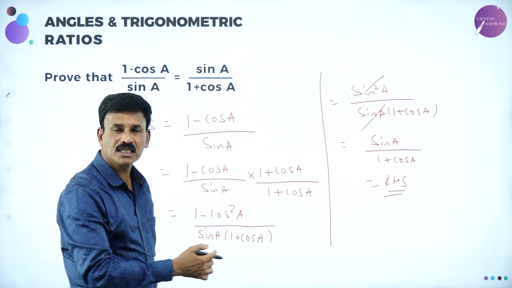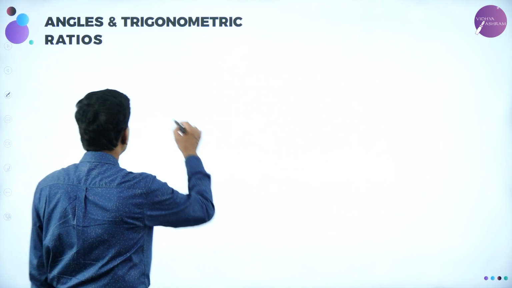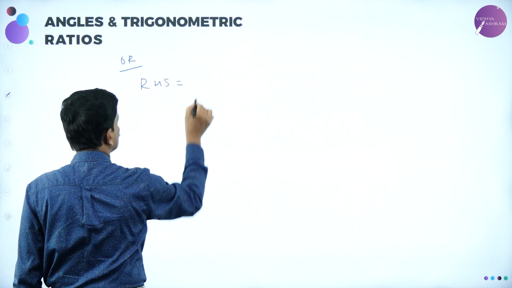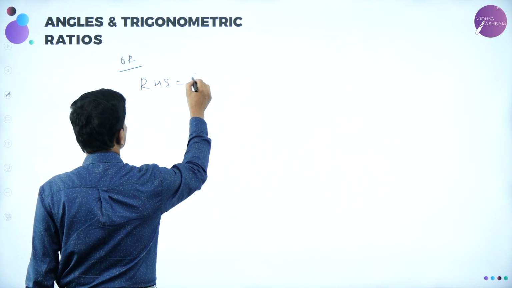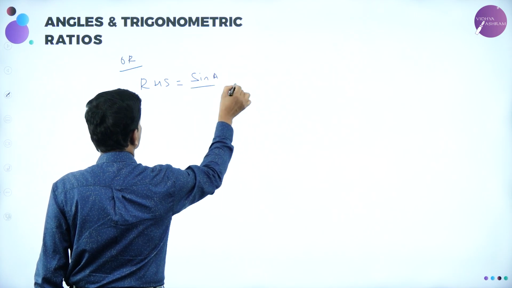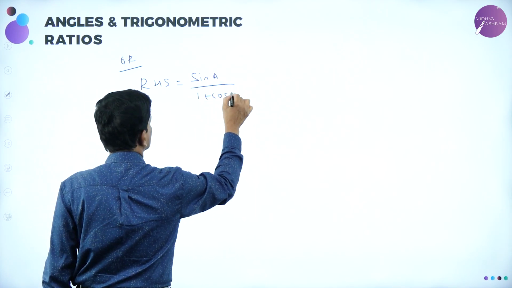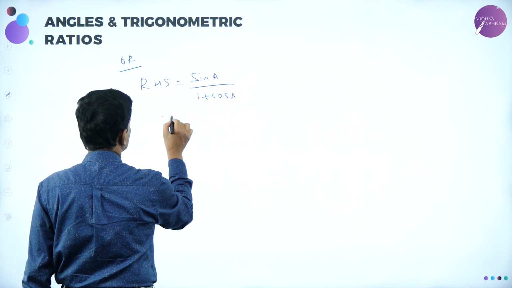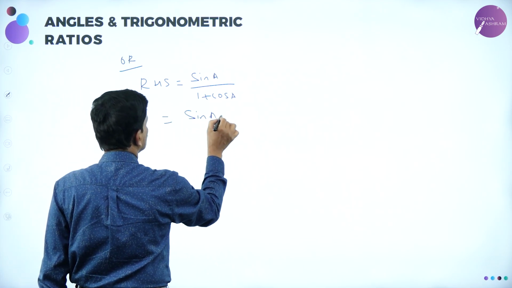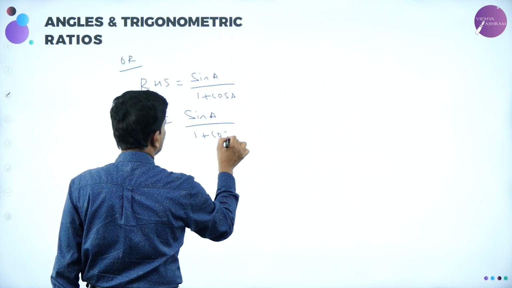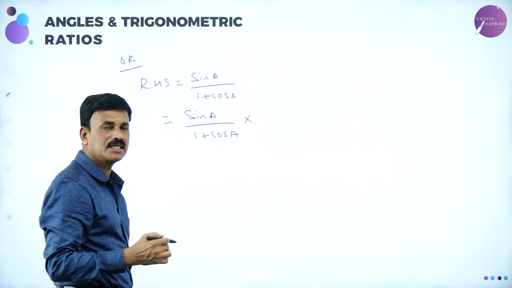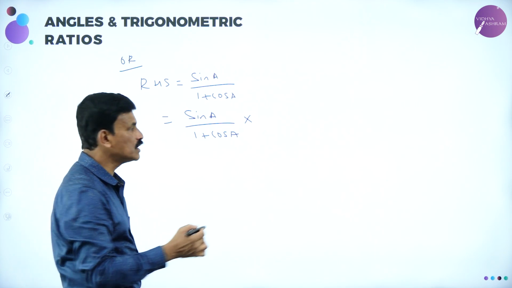So if you want, you can consider the RHS. Second method, RHS. Let us take RHS. What is RHS? RHS is sin A divided by 1 plus cos A. Now just rationalize the denominator. So multiply both numerator and denominator of sin A divided by 1 plus cos A by 1 minus cos A. That is rationalizing the denominator.